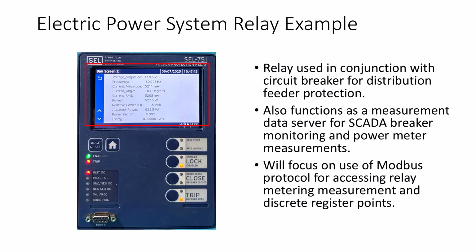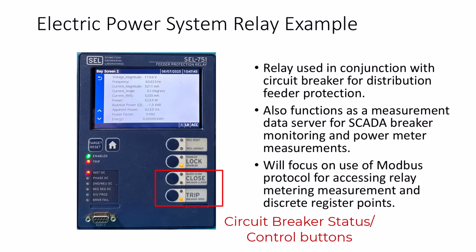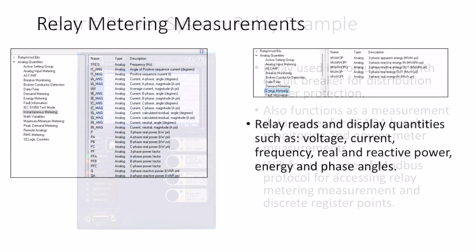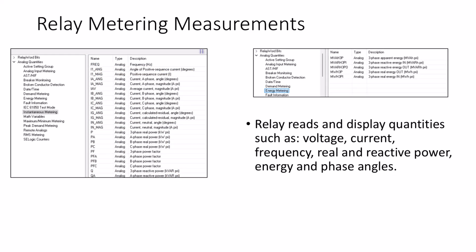The relay's front panel typically includes a display, which in this example has been configured to show standard load measurements. It also features programmable front panel buttons that allow operators to trip or close the circuit breaker and to view breaker status directly. The table shown here summarizes the categories of measurements available.